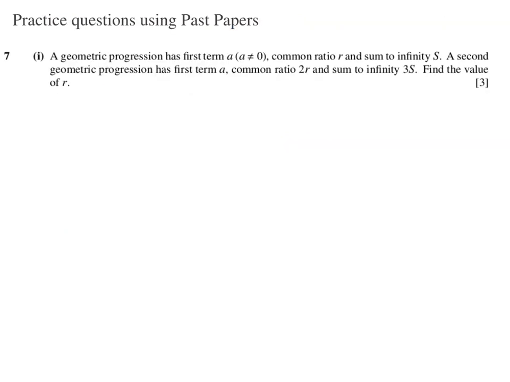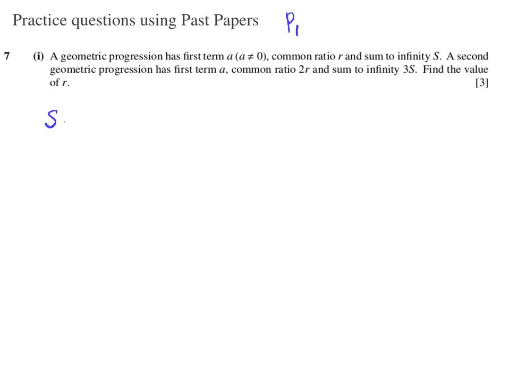Now let's see one question which came in past years. A geometric progression has first term a, common ratio r, and sum to infinity s. A second geometric progression has first term a, common ratio 2r, and sum to infinity 3s. Find the value of r.